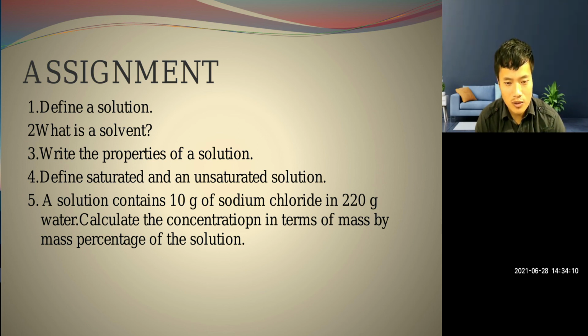5. A solution contains 10 gram of sodium chloride in 220 gram water. Calculate the concentration in terms of mass by mass percentage of the solution.